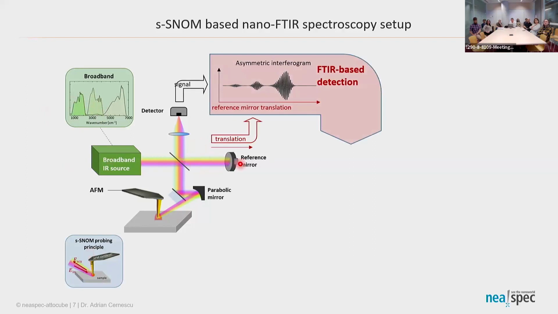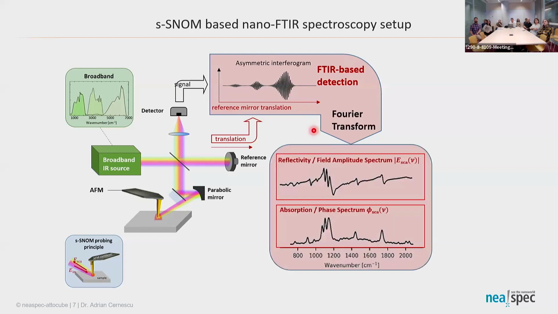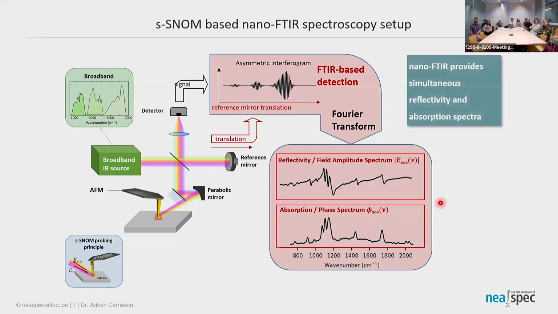The difference is that when the reference mirror is moving, we are recording so-called interferograms. These are measured in specific points on the samples, and the Fourier transformation of these interferograms gives directly the absorption and also the reflectivity spectra of the material of interest. So these are measured simultaneously.